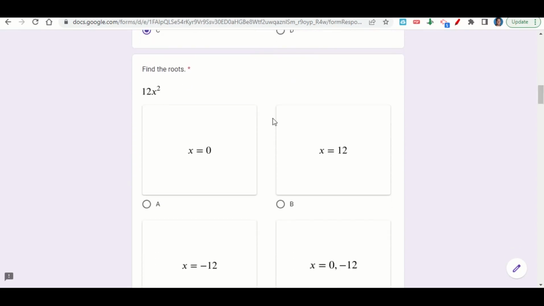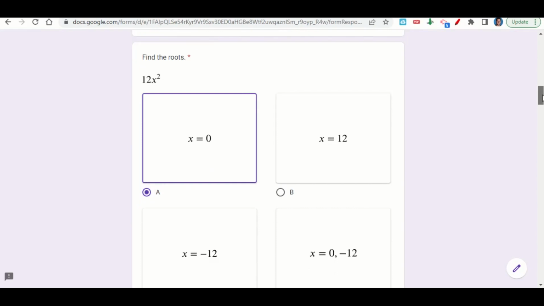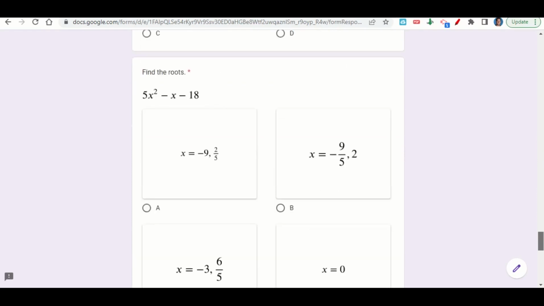Then we do the same thing here. 12x squared. Well, there's only one factor there. So we set 12x squared equal to 0. Divide both sides by 12, and that gets rid of the 12. 0 divided by 12 is just 0. Then we have x squared equals 0. Well, 0 squared equals 0, so the only root is x equals 0. So we'll go ahead and do that for each of these until we get to the end.